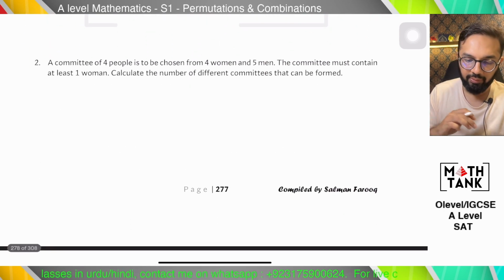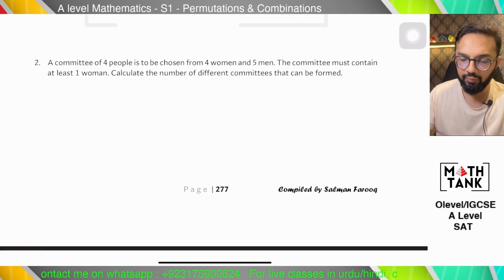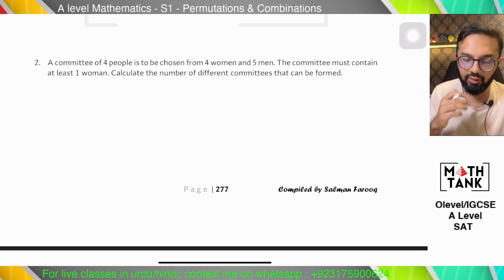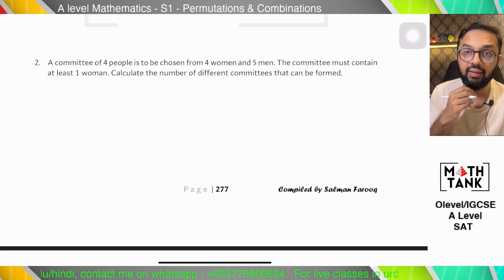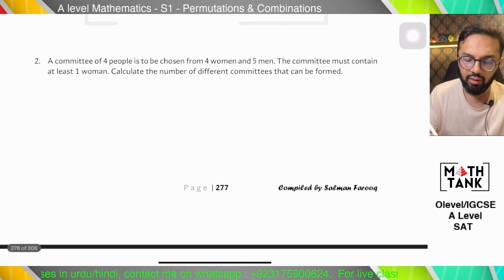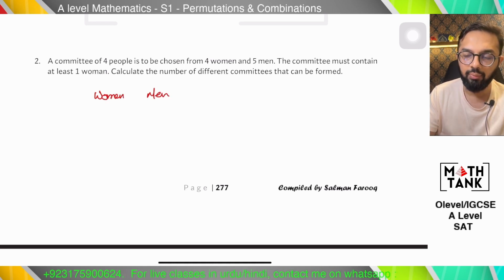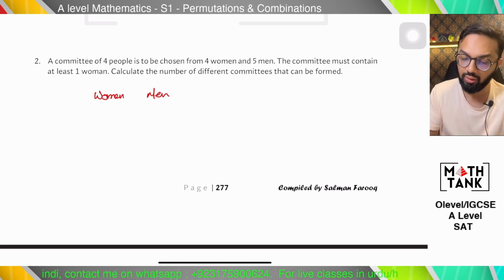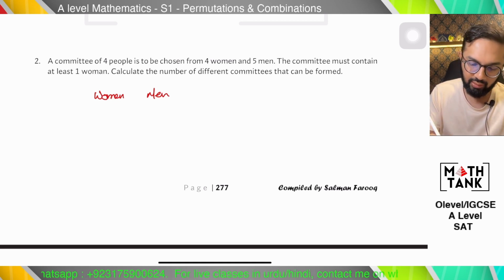It says a committee of four people is to be chosen from four women and five men. The committee must contain at least one woman. Calculate the number of different committees that can be formed. Okay, so I have at least one woman. So I know that there is a distinction between women and men. They're no longer in the same category. I want the distinction between them because there's a restriction involved that I need at least one woman. So how many women do I have available? Four and five.